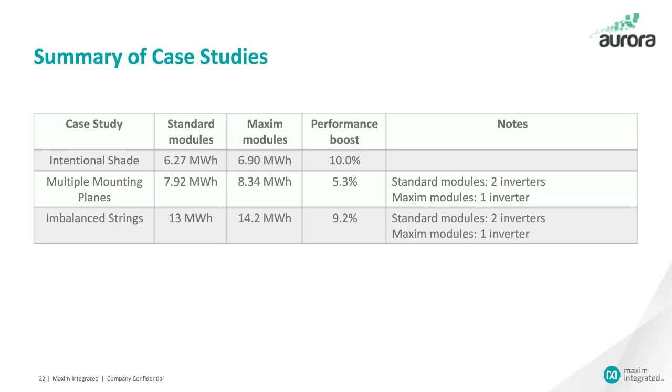This summarizes the results. So in our first case study, we had a performance boost of about 10% when we designed in shade with that tree towards the south of the house. In our second case study, where we had multiple roof planes and we strung across them, we were able to boost our energy by about 5%. And we were able to do so while eliminating an inverter from the design. And finally, in our last case study, as we just saw, we boosted the energy by about 9%. And again, we were able to cut out an inverter from the design by connecting two strings of different lengths in parallel, which we're able to do with cell string level optimization.